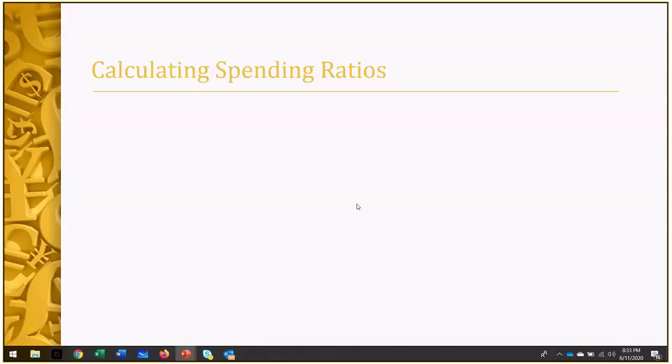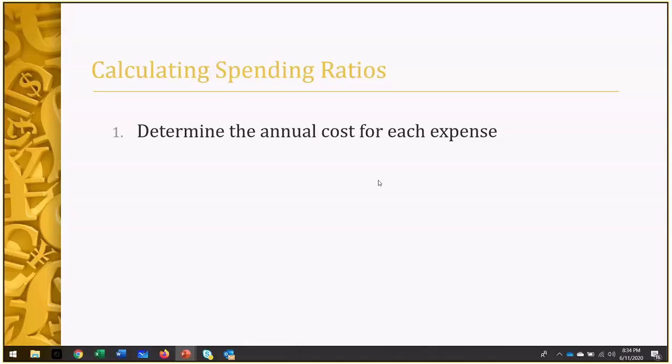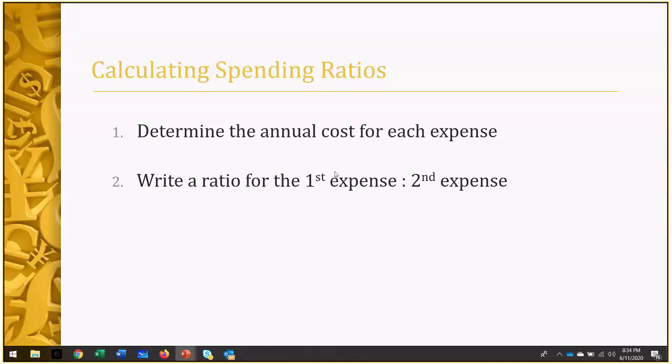So next topic is how you calculate a spending ratio. Now these ones are normally done as annual costs. Net monthly cash flow is monthly. Spending ratios are yearly, annual costs. So we're going to do the opposite now and change everything to yearly amounts. So what you want to do is write a ratio for your first expense to the second expense, put it in fraction form, and then convert it to a percent.